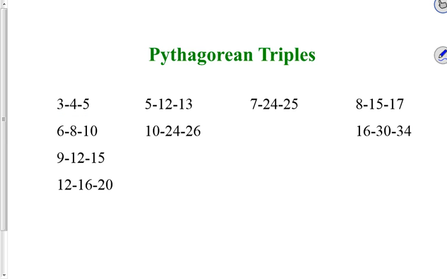Some less common ones, 5, 12, 13. Those satisfy the Pythagorean theorem, and any multiples of those will also work. 7, 24, 25 is a Pythagorean triple. 8, 15, and 17. Again, if we plugged in 8 for a, 15 for b, 17 for c, and we worked out the Pythagorean theorem, it would hold true. Take twice each of these sides, 16, 30, 34, they also would work.